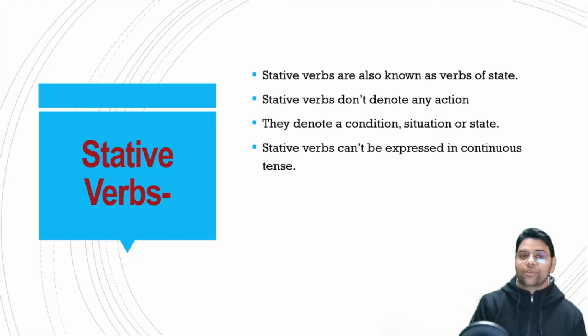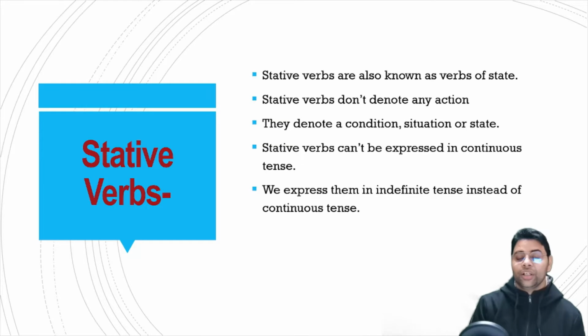The main thing which we have to keep in mind about stative verbs is that they cannot be expressed in continuous tenses. We cannot express them either in present continuous tense or in past continuous tense, and they cannot be expressed in perfect continuous tenses as well. So if not in continuous tense, then which tense do we use with them? We use indefinite tense. That may be present indefinite, past indefinite, or future indefinite. So stative verbs cannot be expressed in progressive or continuous tenses, whereas we use indefinite tense with them. We will see with the help of some examples.